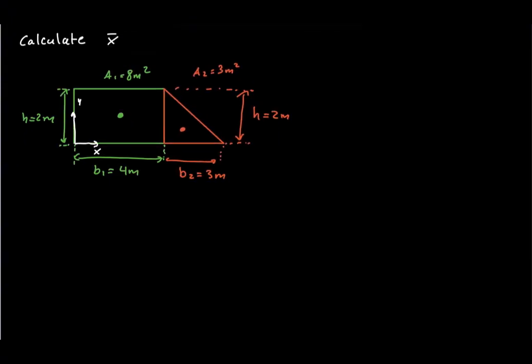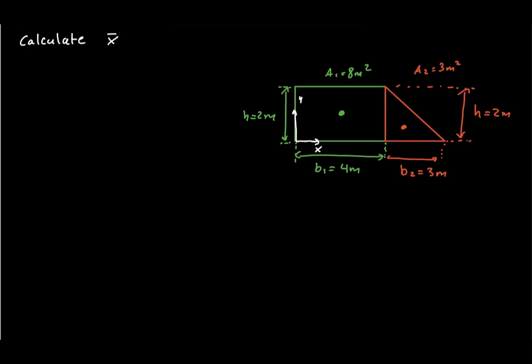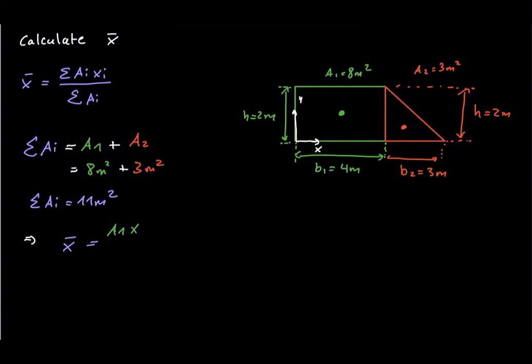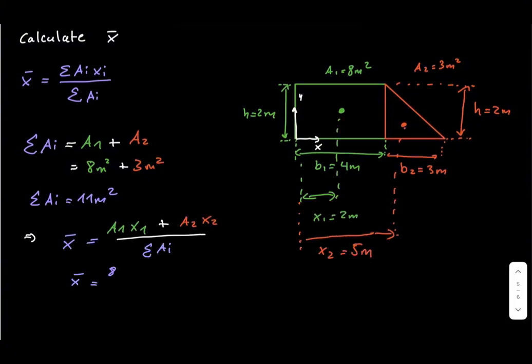To calculate the horizontal coordinate, we multiply each area by the horizontal position of its own centroid. We add those contributions together and divide by the total area. For our example, this gives 8 times 2 plus 3 times 5, divided by 11. The result is approximately 2.82 meters.